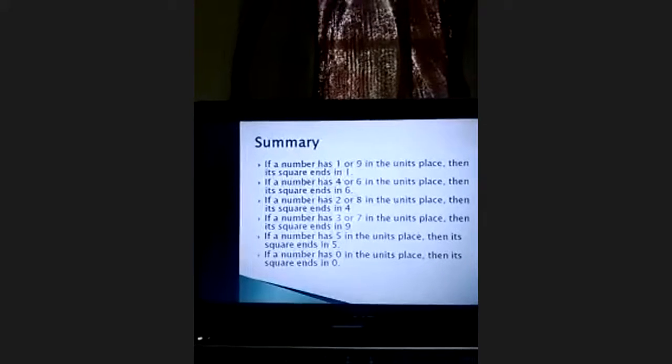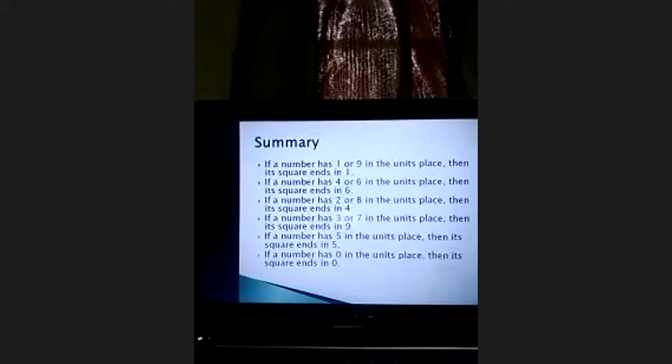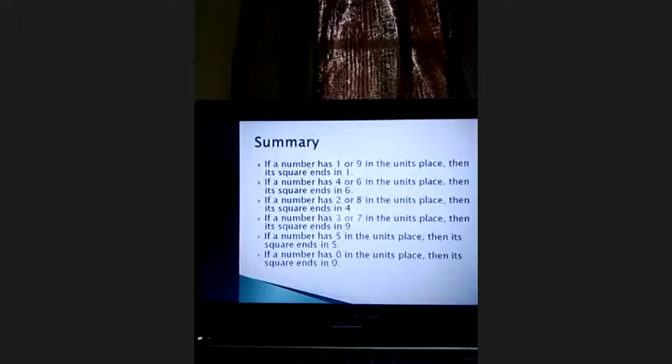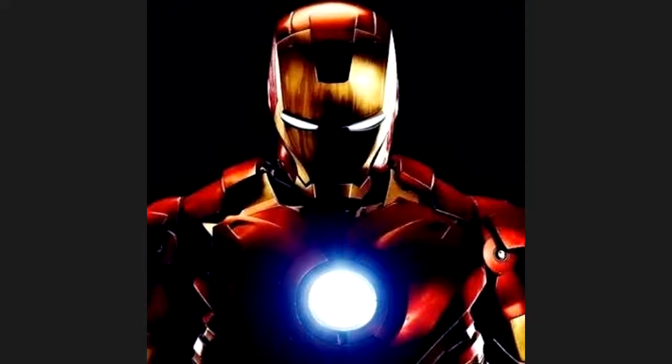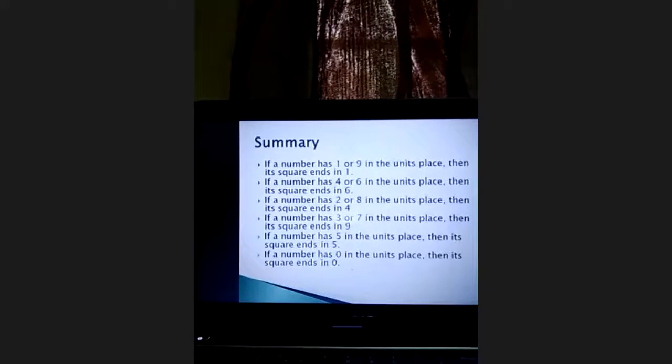Yes, ma'am. Kindly read the first instruction. If a number has 1 or 9 in the units place, then its square ends in 1. Okay, kindly read the second instruction also. If a number has 4 or 6 in the units place, then its square ends in 6. Very good. Thank you so much. Now kindly switch off your audio.